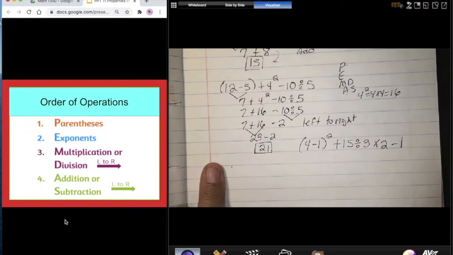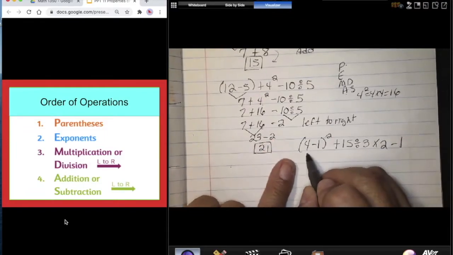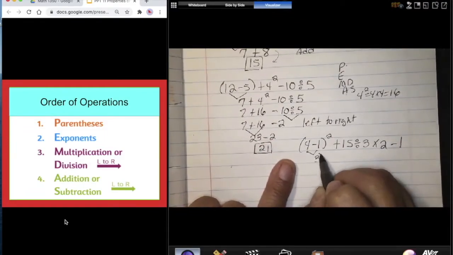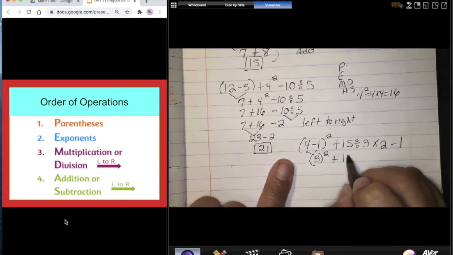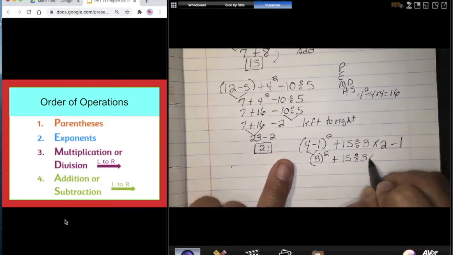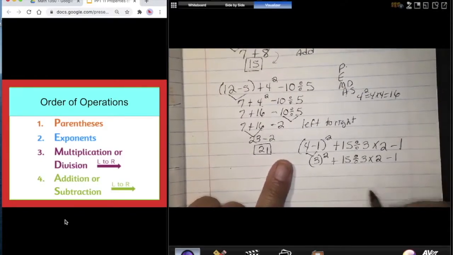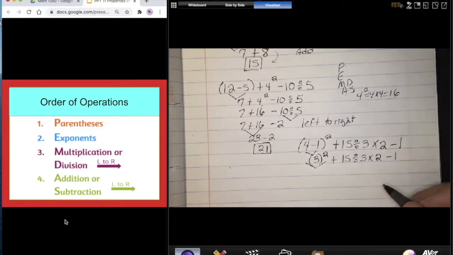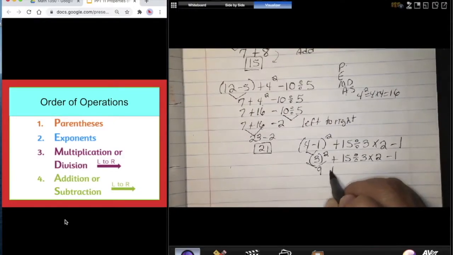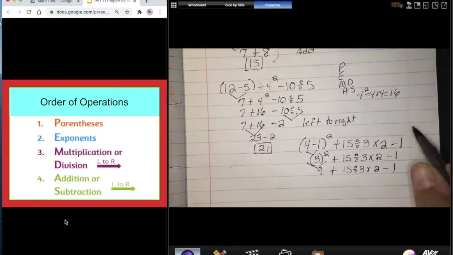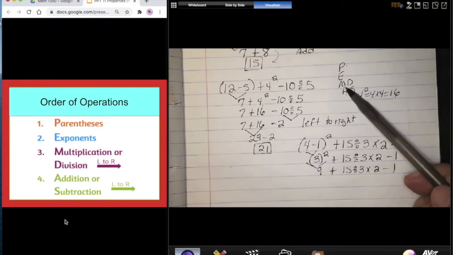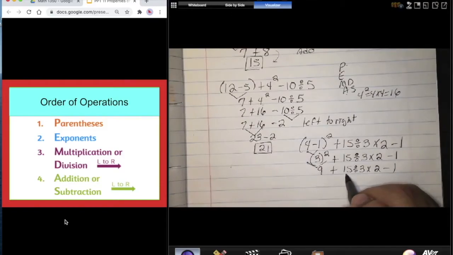We always do our parentheses first. So 4 minus 1 is 3. I'm going to keep my parentheses because it's to the second power. Copy everything down. I continue with my exponents. 3 times 3 is 9. Now the next thing I'm going to do is multiply or divide left to right. And in this case, I'm going to divide first and then I'll multiply.